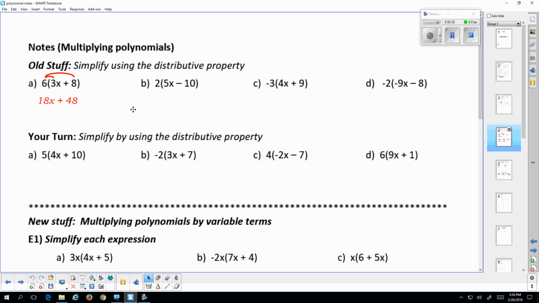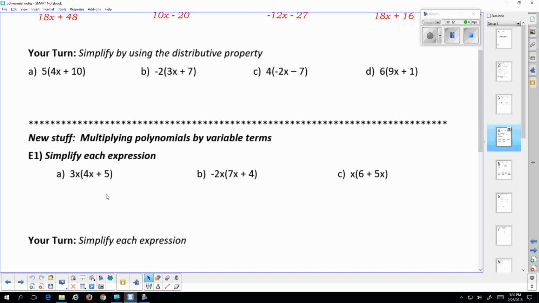18x plus 48. If I distribute the 2 to the 5 and the 10, what will I get? 10x minus 20. How about if I distribute the negative 3? Remember, treat that like a negative. For that one, I should get negative 12x minus 27. And then how about the last one? Distribute the negative 2. You should get negative 2 times negative 9 is positive 18. Then negative 2 times negative 8 is positive 16. So do the your turns, and then you can continue to play the video.